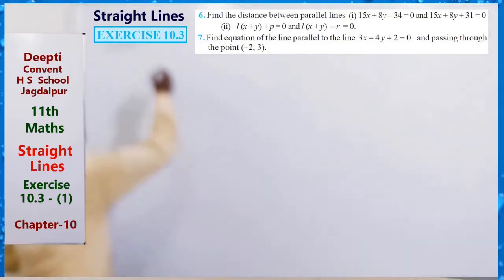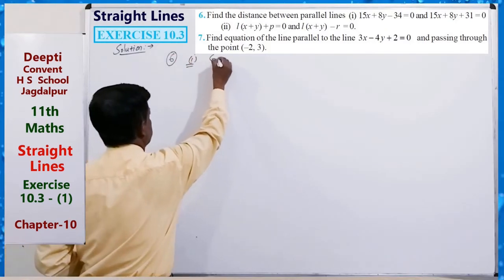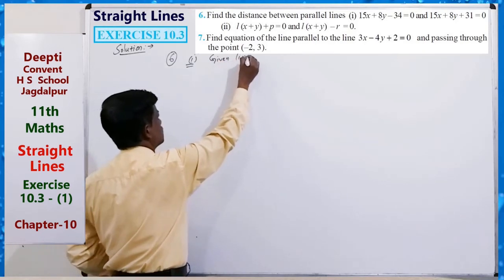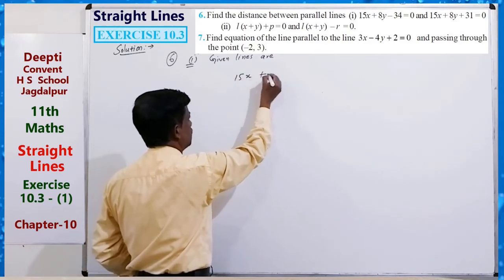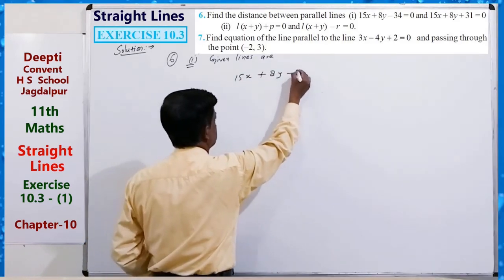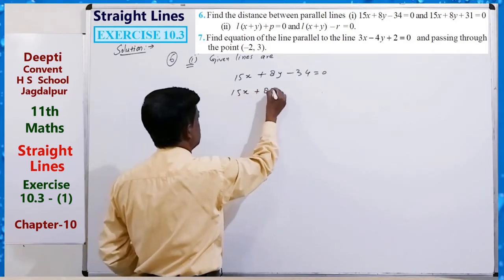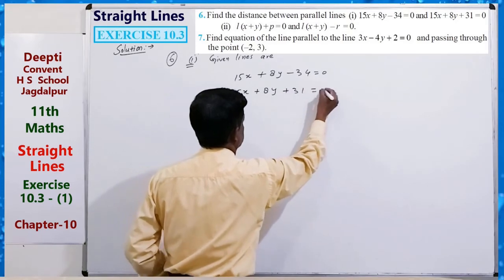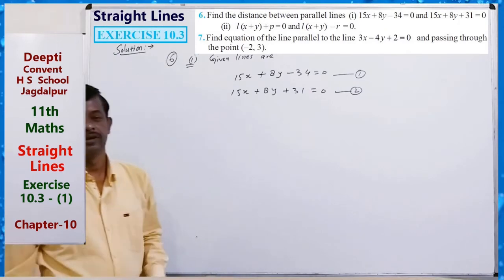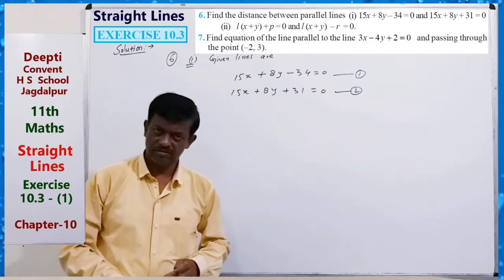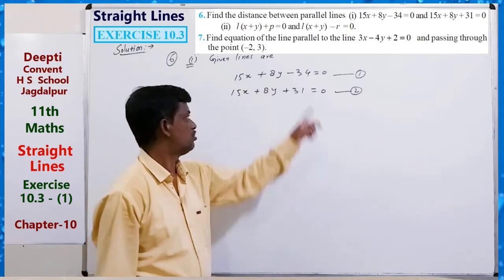So question 6, the given lines are 15x plus 8y minus 34 equals 0 and 15x plus 8y plus 31 equals 0. This is equation 1, this is equation 2. These two equations are parallel because 15x and 8y are the same, and only the constant terms are different.